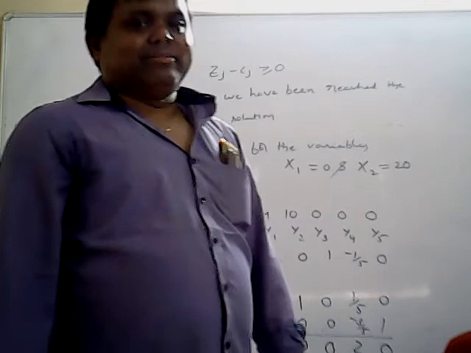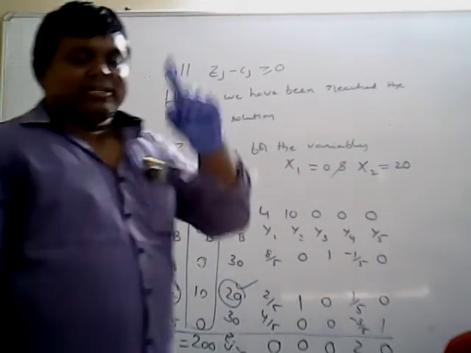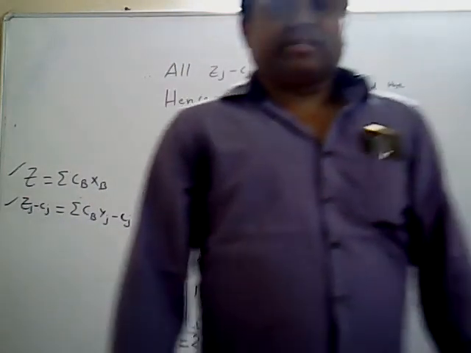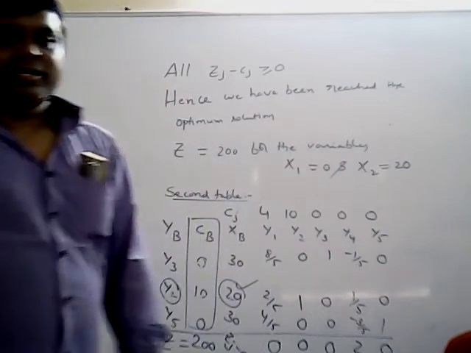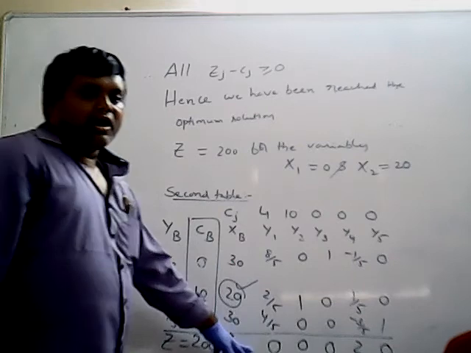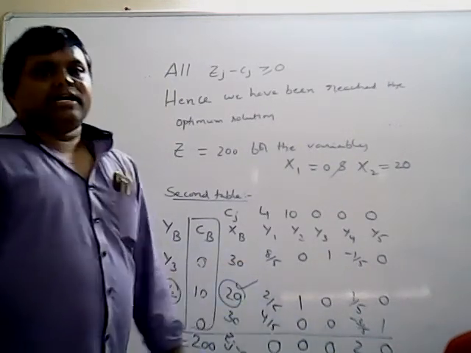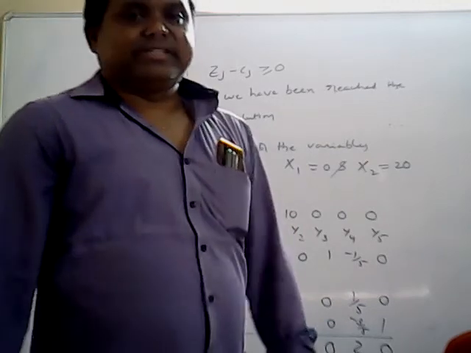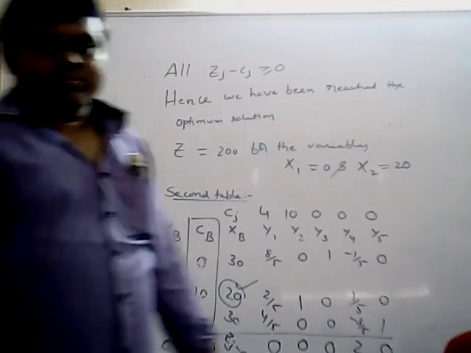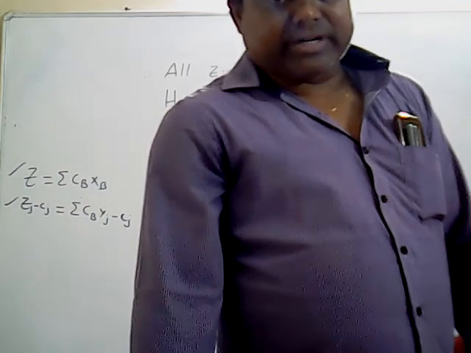After identifying the key element, make the key element 1, and make the other elements in that column 0 by performing matrix row operations. Repeat this procedure until all are positive, or there is an indication of an unbounded solution. Unbounded solution means no positive value exists. Like this you have to do the simplex method. I hope all of you understood. Tomorrow I will tell you one more problem in the simplex method so that you can understand better. Thank you.